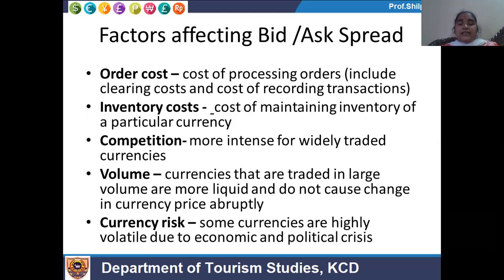For those currencies whose price is not stable, it is very haphazard, continuously the price moves up and down because of, say, some economic or political or some other crisis. If there is wide variation in the price of that currency, the bid-ask spread will be more. So these are the factors which affect the difference in the bid and ask price. If it is not stable, the spread will be high and you will be charged more while buying, and you will be charged less while selling. So currencies also behave like other types of products.